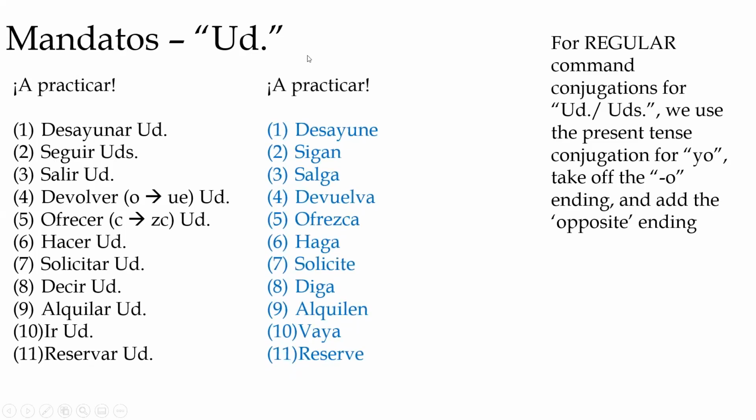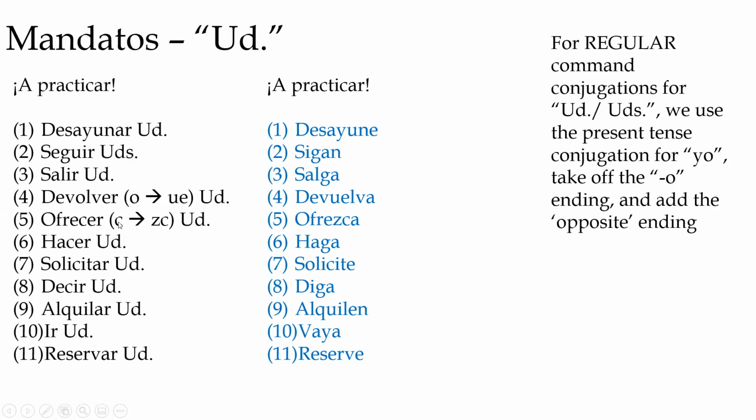Okay, so hopefully you paused and took a second to do this. If we want to say desayunar, we're going to say desayune. Seguir, if we have ustedes, it would be sigan. So remember, for ustedes, we just add n to the end. The rest are going to be for usted, though. Salir, salga. Devolver, devuelva.